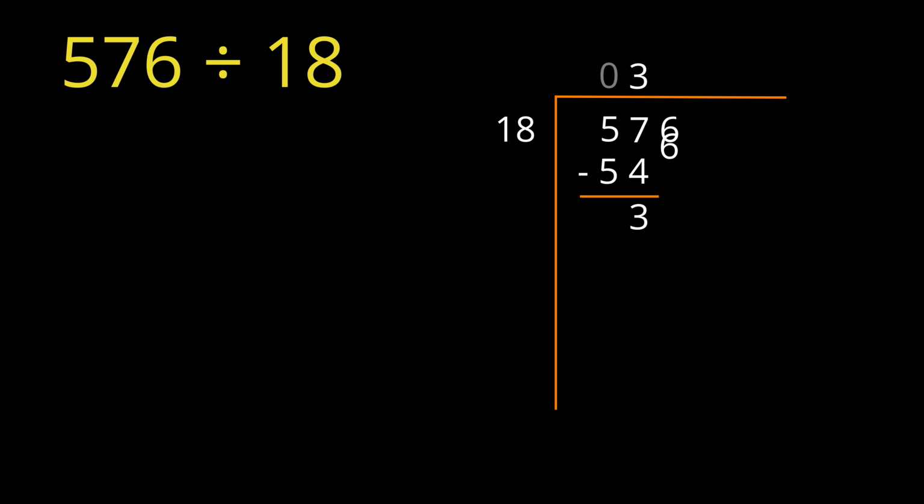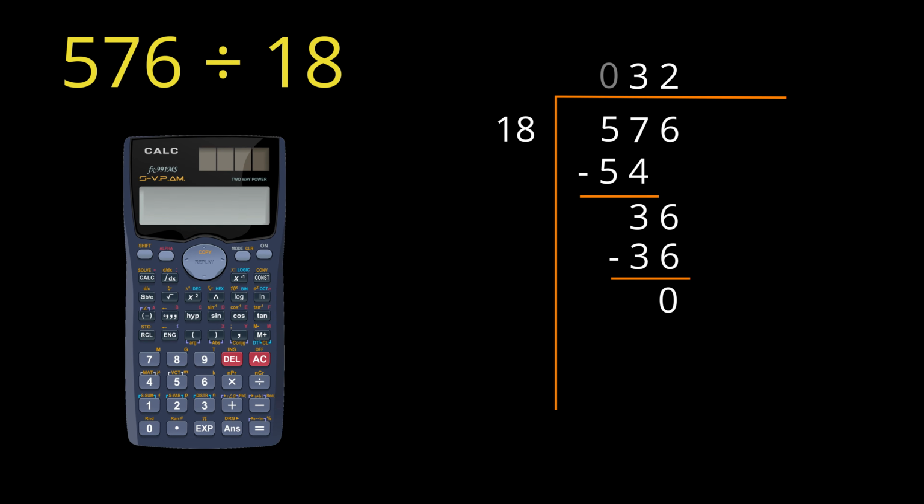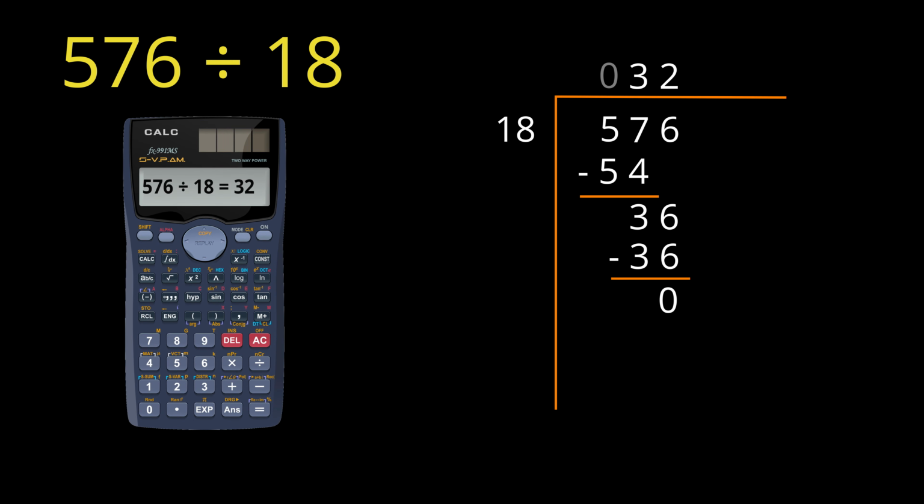18 does not divide into 3, so bring down the next number, which is 6. 18 divides into 36 2 times. Write 2 in the answer. 2 multiplied by 18 is 36. 36 minus 36 is 0. When the remainder here is 0, we have finished the division. So 576 divided by 18 is 32.